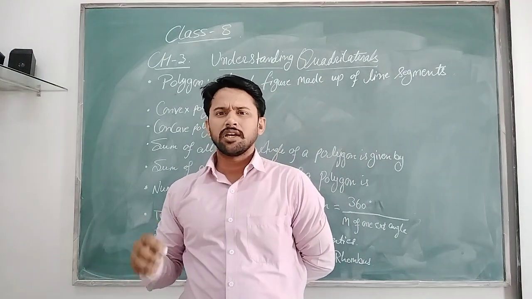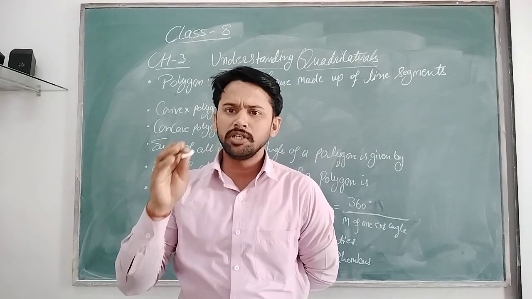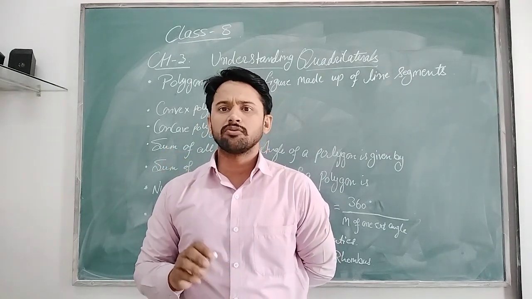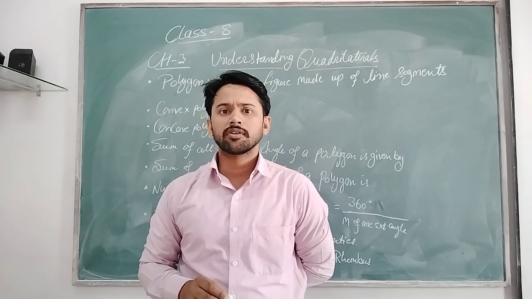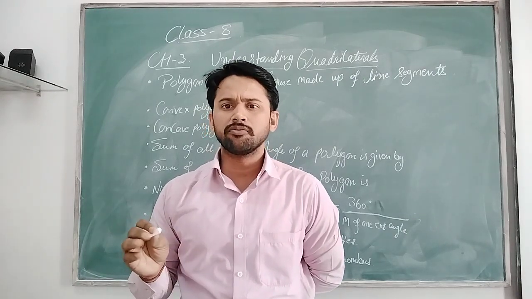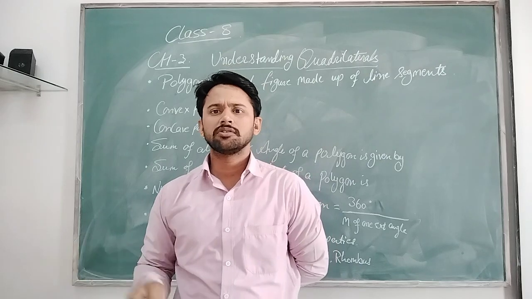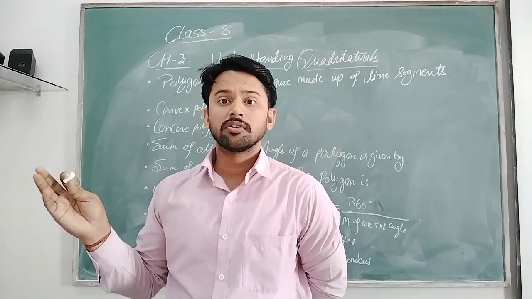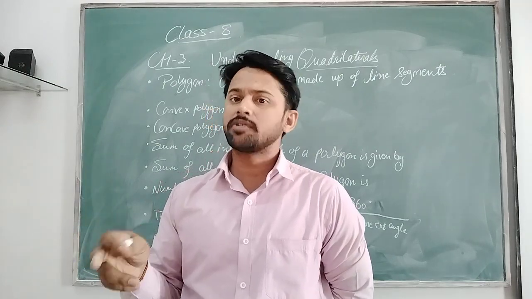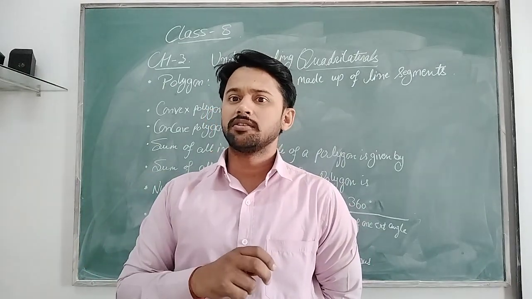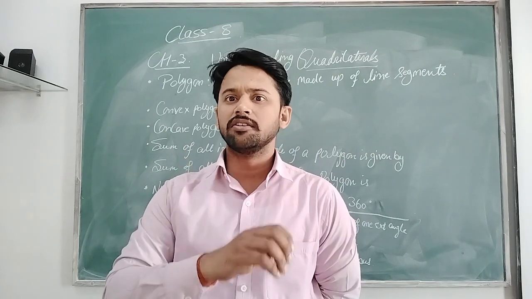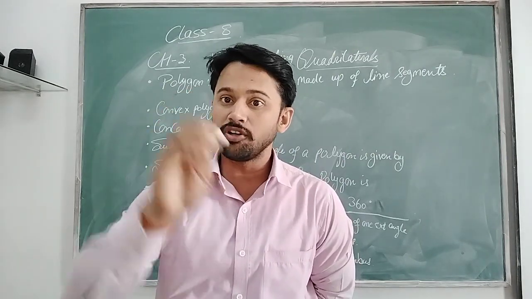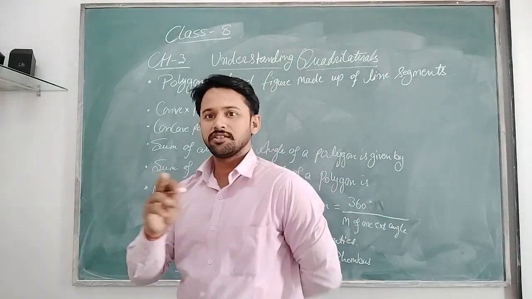Now, can you think what is the minimum number of line segments that is required for making a closed polygon? Can a polygon be made up of one line segment? Obviously not. Can a polygon be made up of two line segments? No. Can a polygon be made up of three line segments? Yes, and that is a triangle. So a triangle can be called the smallest polygon also.